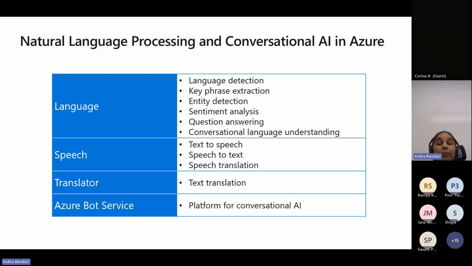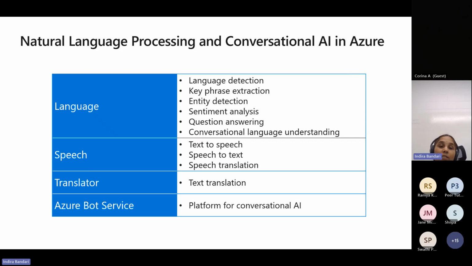So those kind of things can be done using the language service. And speech service, when you give a text, it will convert into a speech, or when you give a speech, it is going to convert into a text. Speech service also has another service, speech translation. So when you speak in Chinese, it will translate you to a speech in English. So that can be done.